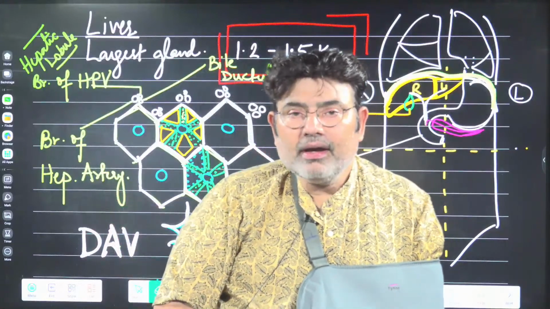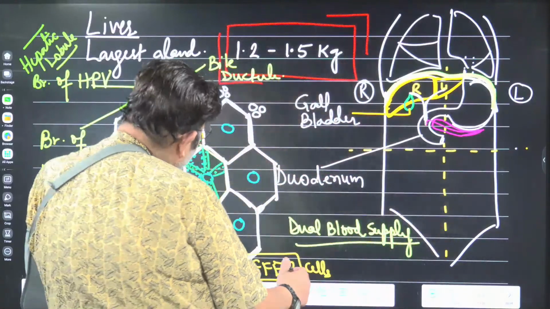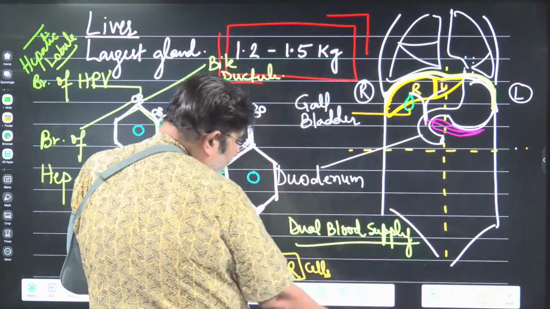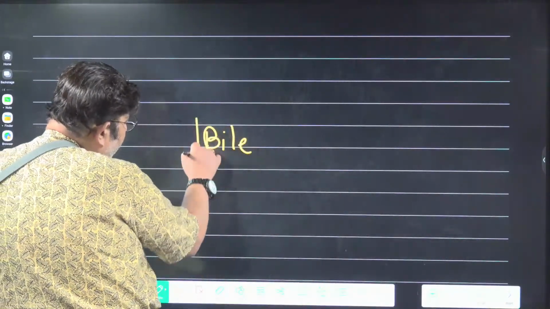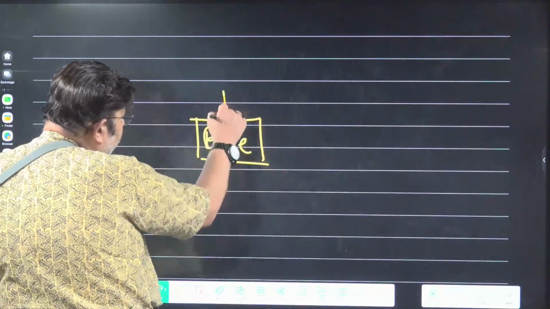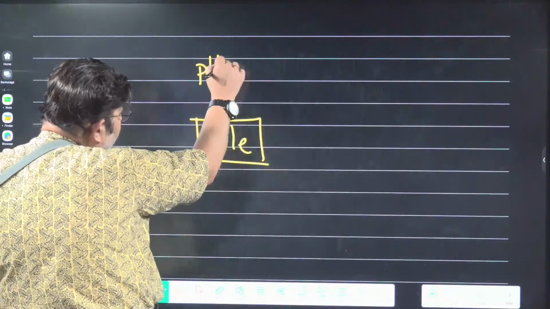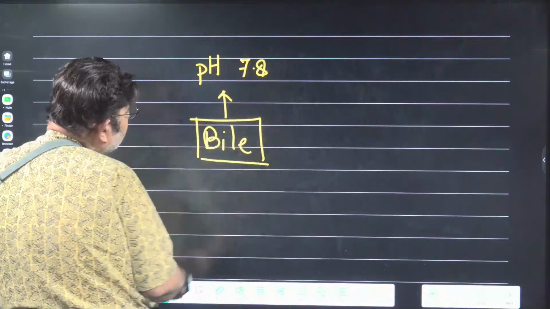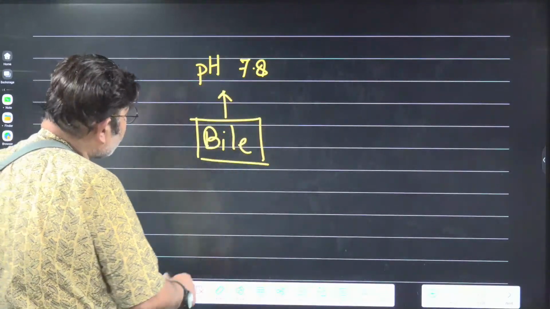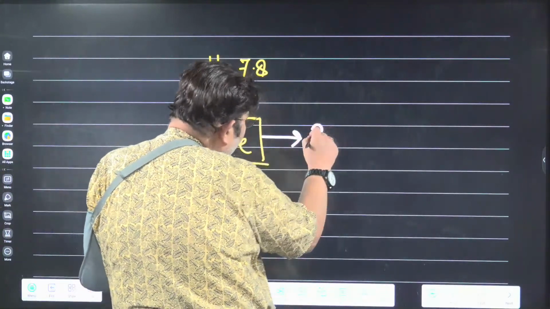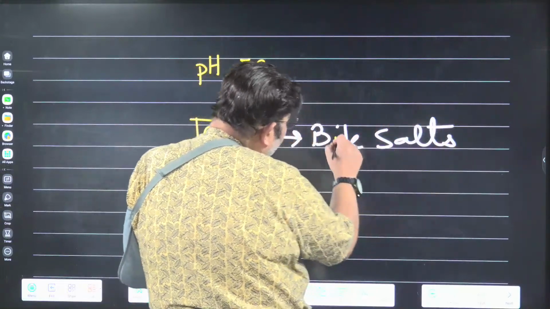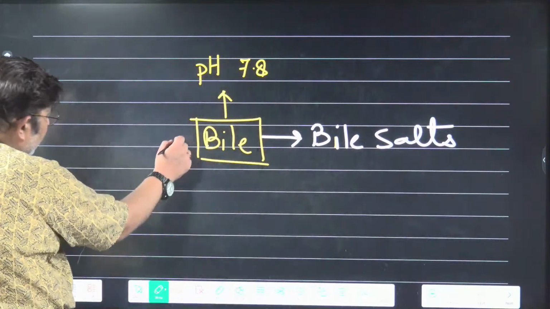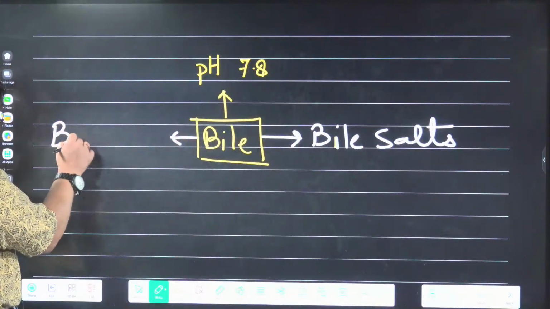So, with respect to the digestive system, liver makes bile. Bile is an alkaline digestive juice. The pH of bile is given to be 7.8. Bile contains bile salts and bile pigments.